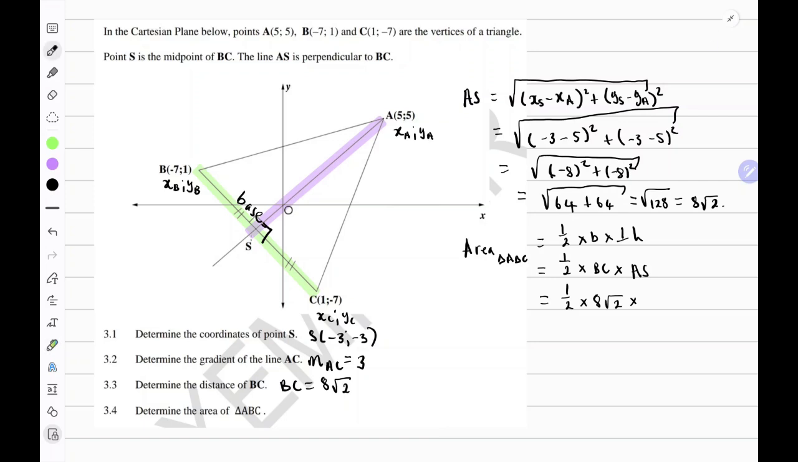Now we can substitute AS is 8 root 2. So this is half times 8 times 8, which is 64. Root 2 times root 2 is 2, and the 2 and 2 cancel. So the answer is 64 square units.